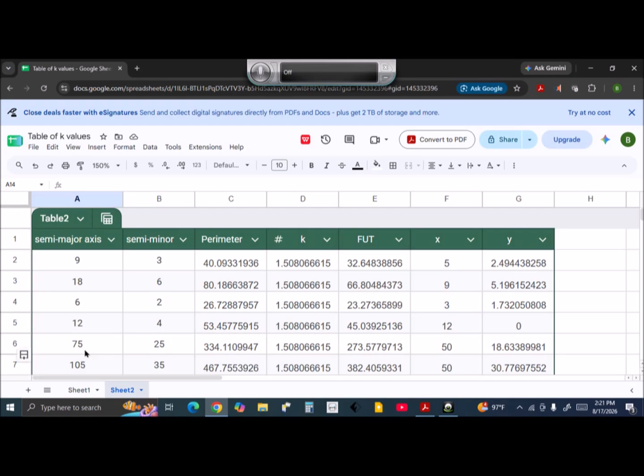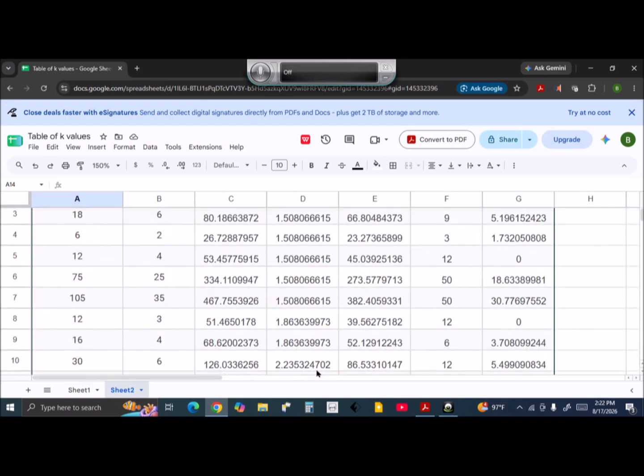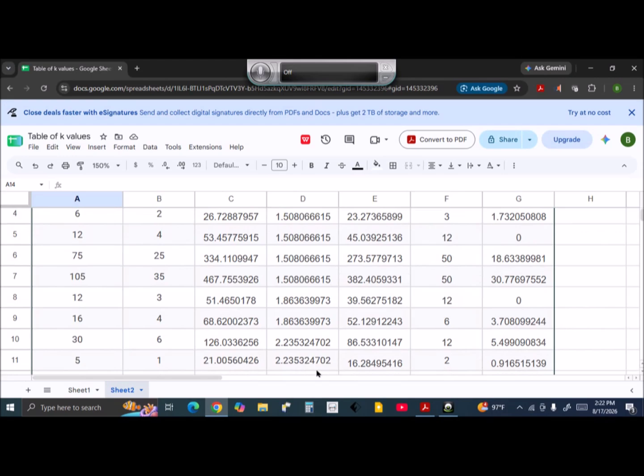I don't know how many times I did this. 75, which is 3 times 25. And K again repeats. 105, which is 3 times 35. K again repeats. So I said, okay, 2, 3, that's good. Let's try for 4. So I went for 4. Here is 12, which is 4 times 3.